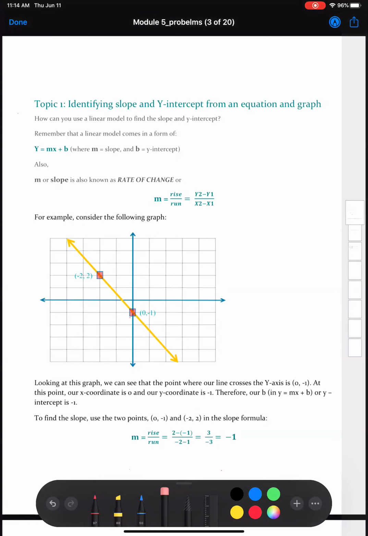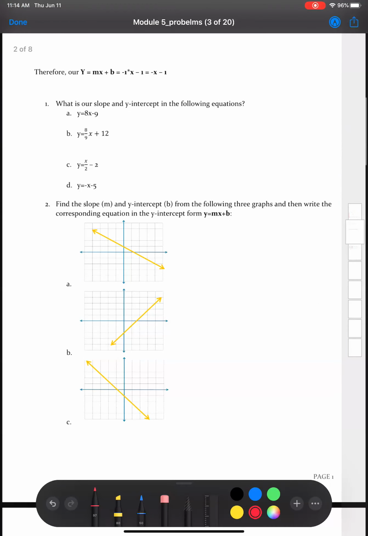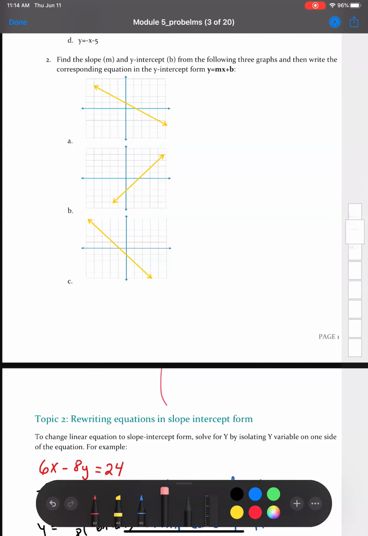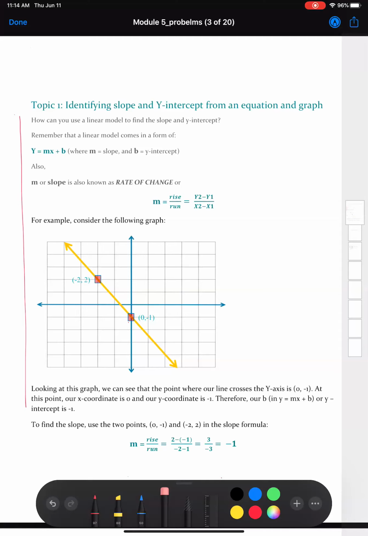Each topic has kind of like an introduction or a sample problem showing you how to do your work, and then it's followed with some problems. Some topics have only a couple of problems, and some will have more, but really like 2 or 3 problems for each topic, which is not a lot. So if you go through this packet, it really shouldn't take you a lot of work to complete it, because there's only about a couple of problems in each topic.